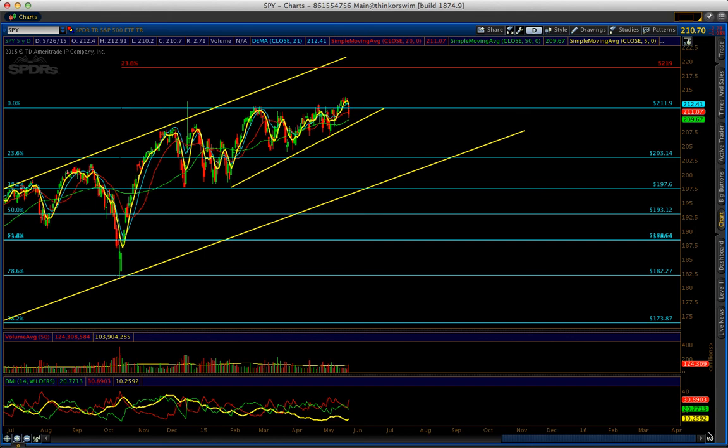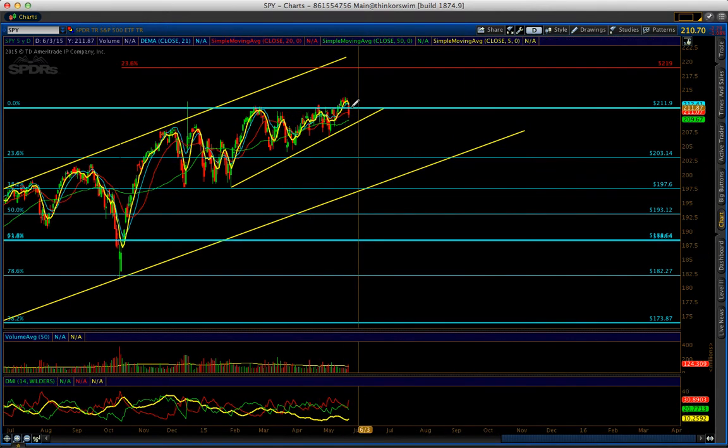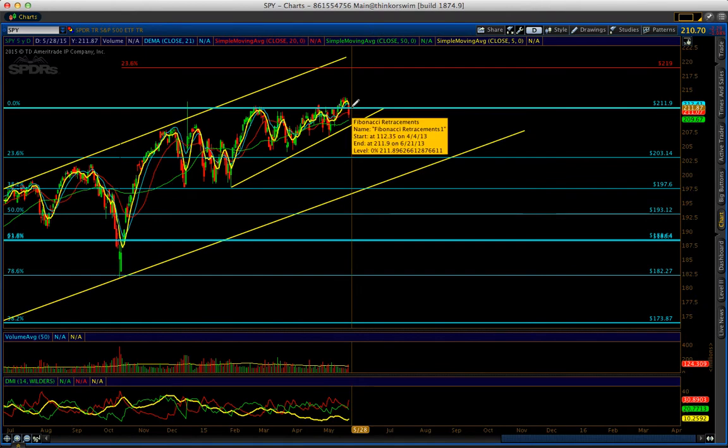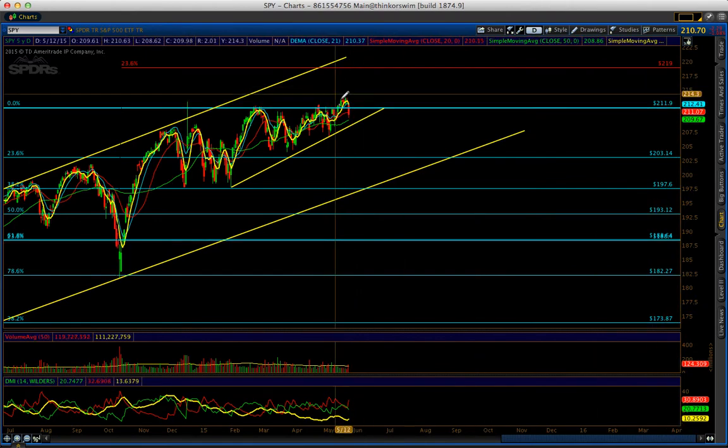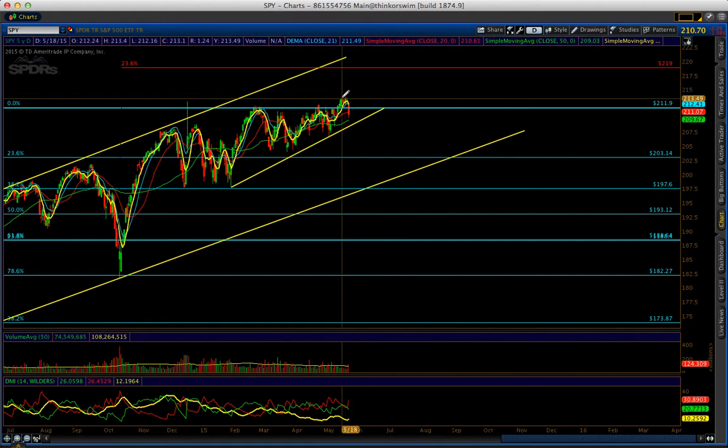Today is May 27, 2015, and let's talk about the market. Let's start with the Spider. The Spider, if you can see here, broke out of the Fibonacci 211, or let's say 212 because it's 211.90, and it stayed there almost for 7 days, moving sideways.